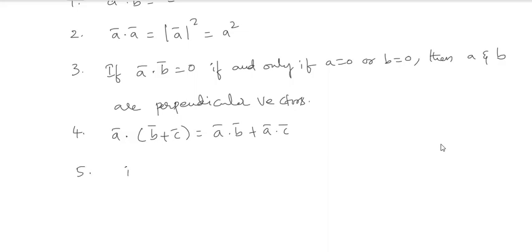Next, fifth one, what is i bar dot i bar, and what is j bar dot j bar, and what is k bar dot k bar? What will you have? i bar dot i bar is 1, j bar dot j bar is 1, k bar dot k bar is 1. Am I right or not?